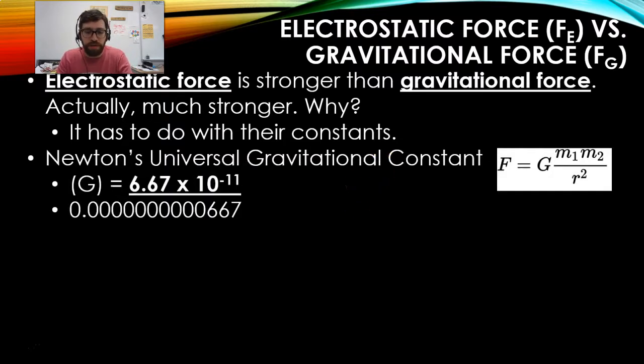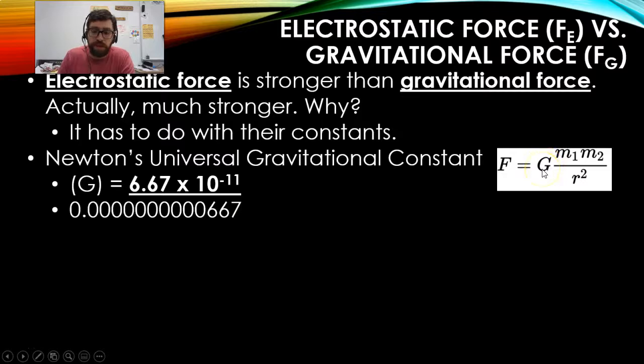You might remember when we talked about gravitation, Newton's universal gravitation constant was 6.67 times 10 to the negative 11th. When we write that out in regular notation, it's 0.000, that's 10 zeros, and 667. That's a really, really small number. And again, it goes right here in the equation.